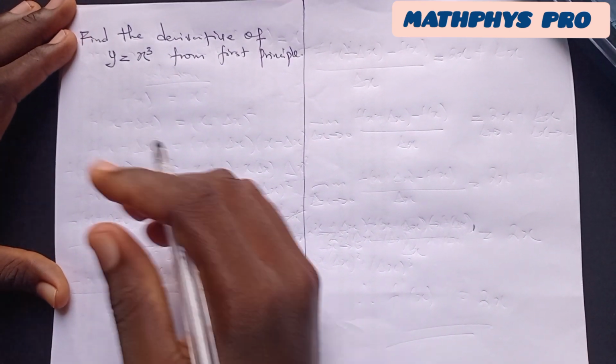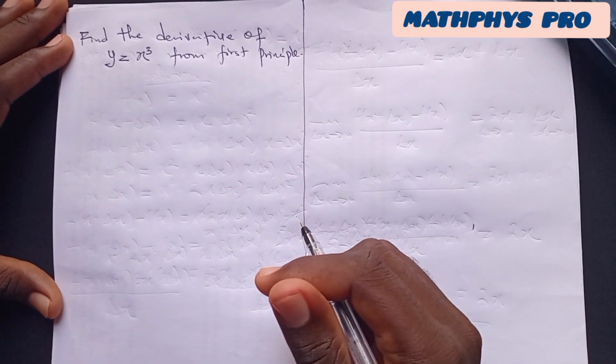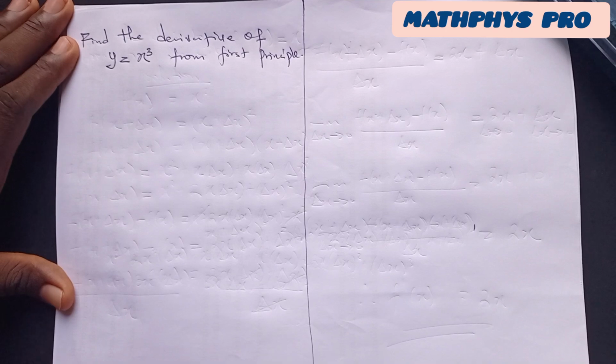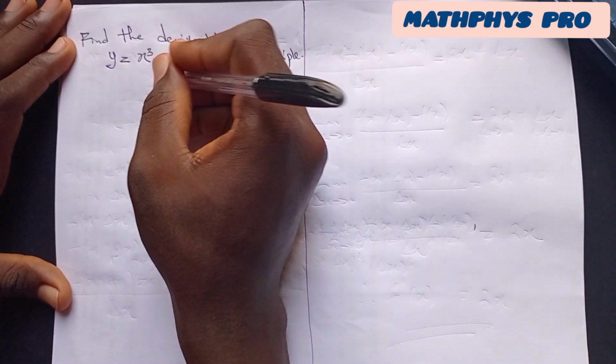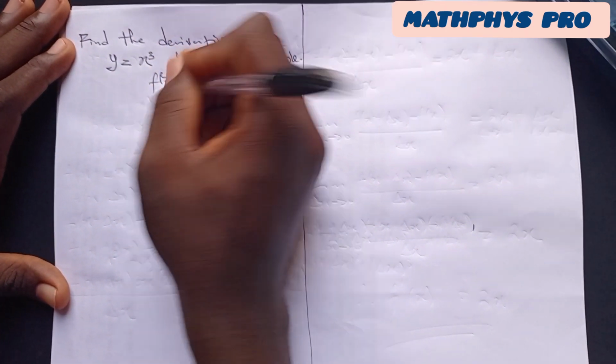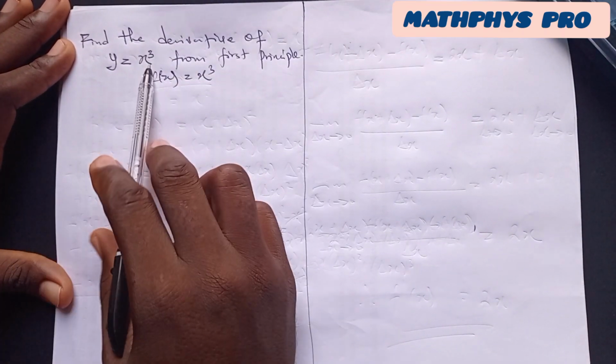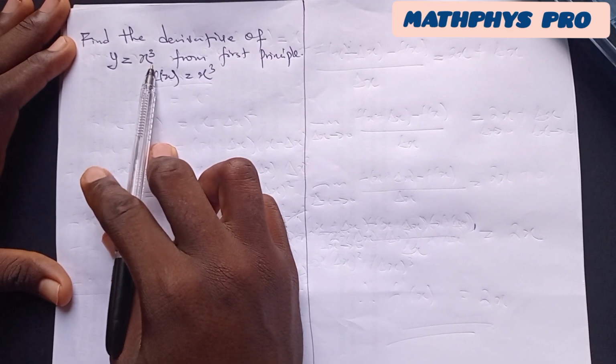Okay guys, let's try this question. The question says find the derivative of y equals x cubed from first principle. This is still the same thing as f of x equals x cubed. So you're asked to find the derivative of x cubed.